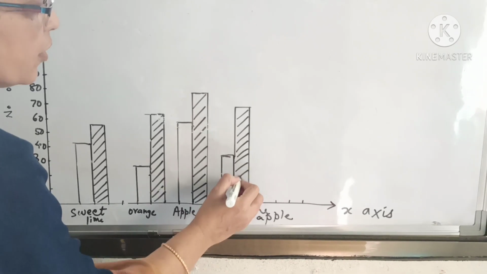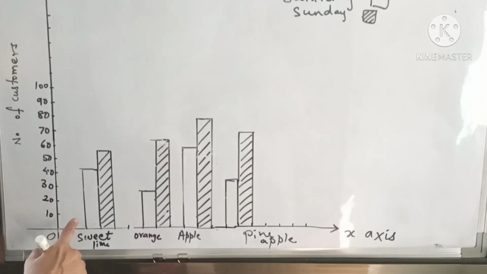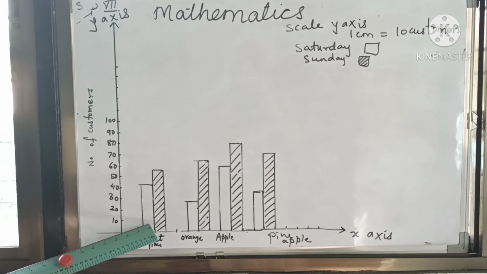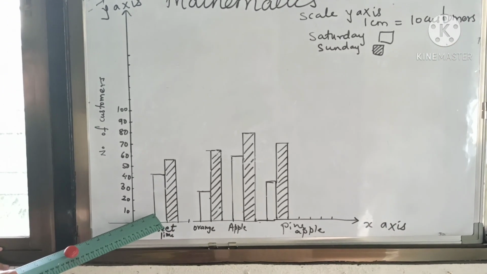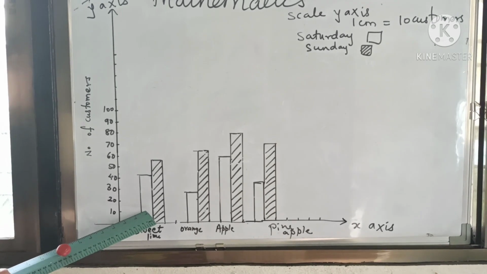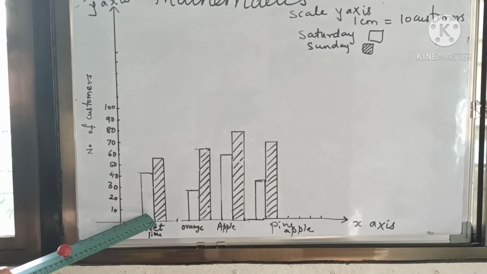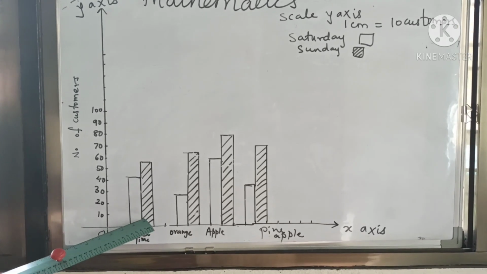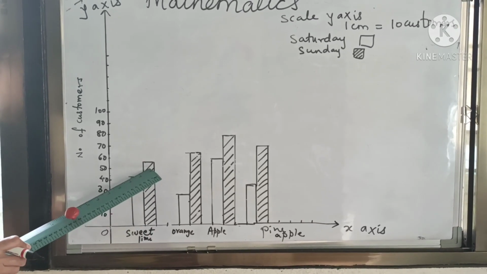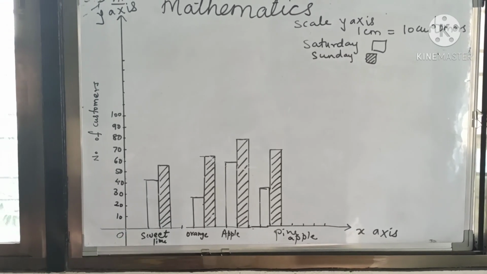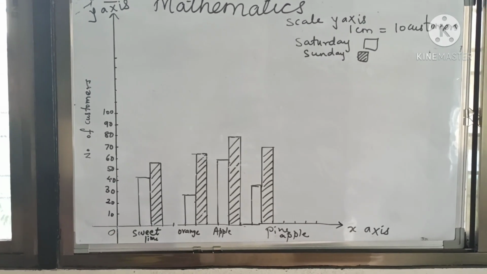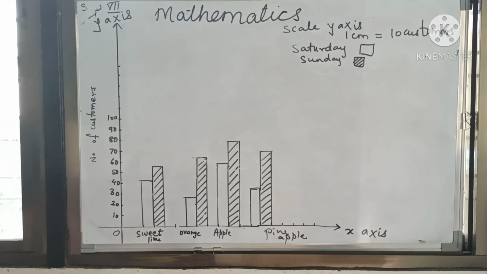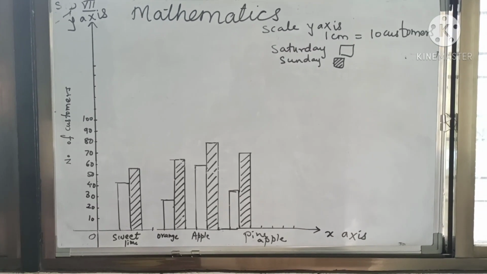So here we will show the number of people consuming the juice by two different bars. The people drinking the juice on Saturday is shown by the blank bar, and the people drinking the juice on Sunday is shown by the bar having the slanting lines. So in this way, at a glance, you can answer the questions asked and get the data or the information.